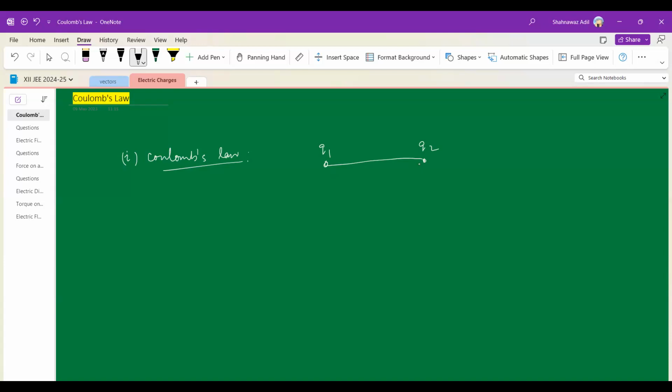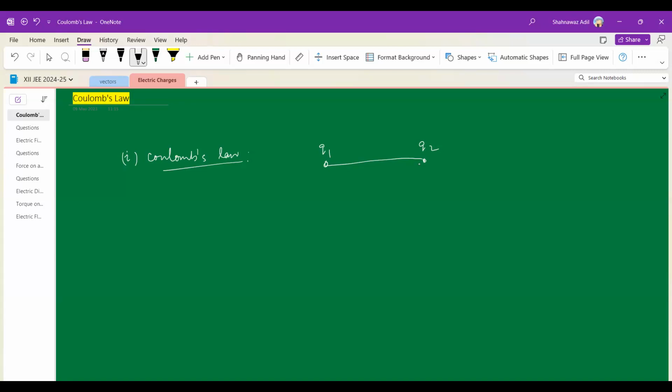But there is a crucial difference between electrostatic force and gravitational force. Can you tell me what the crucial difference between these two forces is? Coulomb's law is about electricity and gravitational law is about gravitation. Yeah, that difference is already there, but I'm talking about the forces.